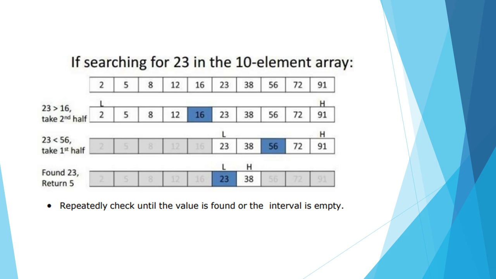Now L equal to 5, H equal to 6, mid is calculated by 5 plus 6 divided by 2, which is equal to 5. So the element at index 5 is 23, and the element we are searching is also 23. So 23 is equal to 23, the element is found at index 5. This is known as binary search.